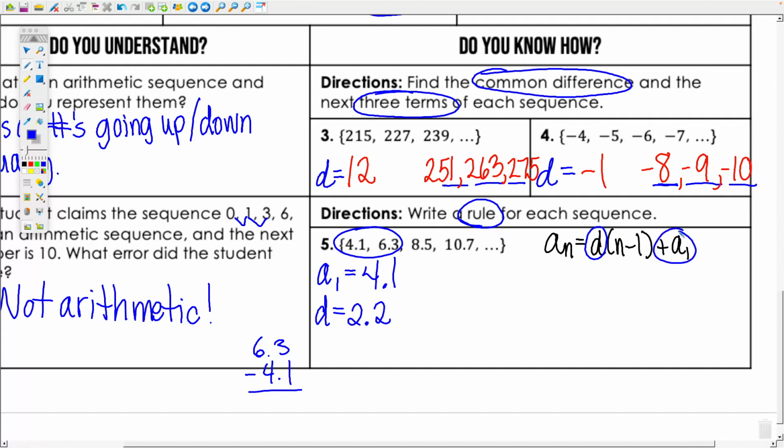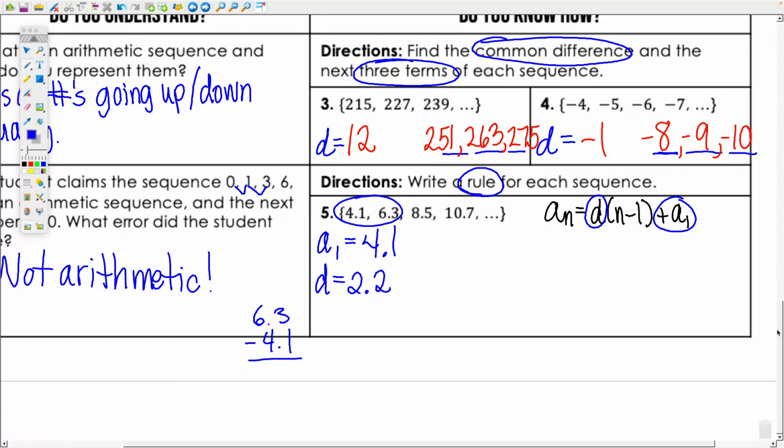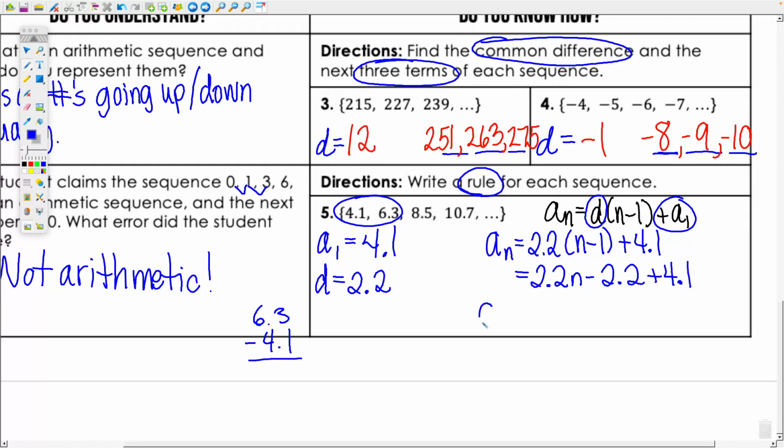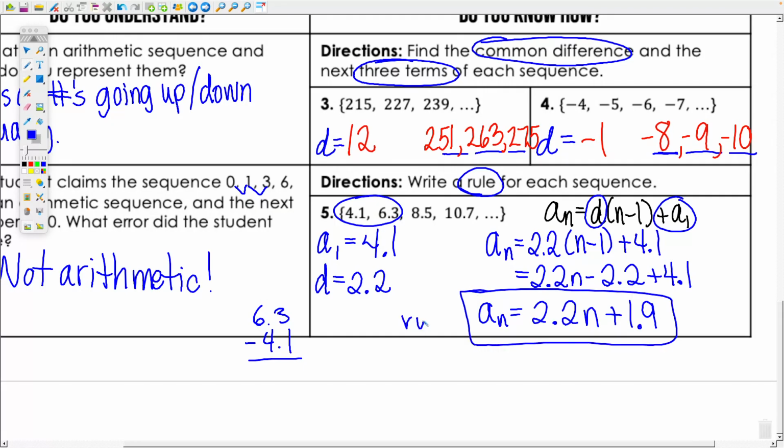All right? I'm going to get this for you because y'all are about to start on your homework. So it's going to be a sub n equals 2.2 times (n minus 1) plus 4.1. Got it? 2.2n minus 2.2 plus 4.1 gives me my final answer: 2.2n plus 1.9. There's your rule. Got it?